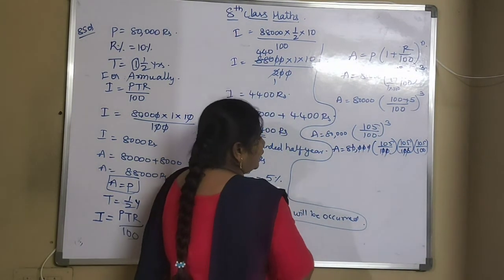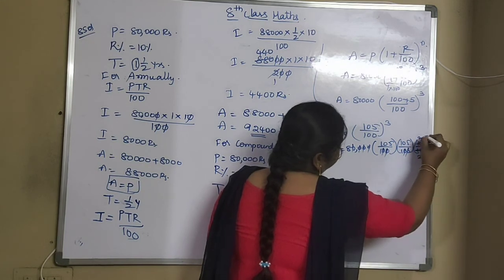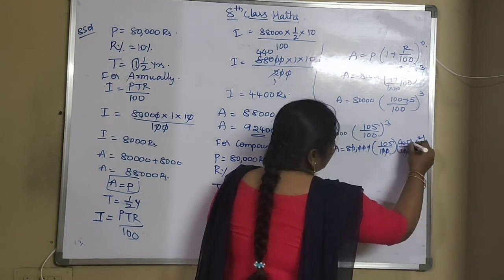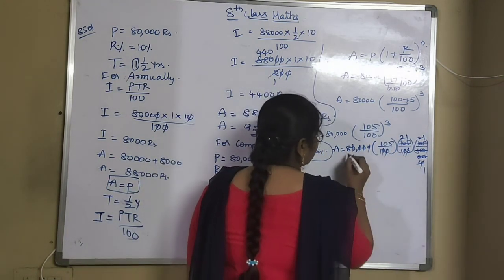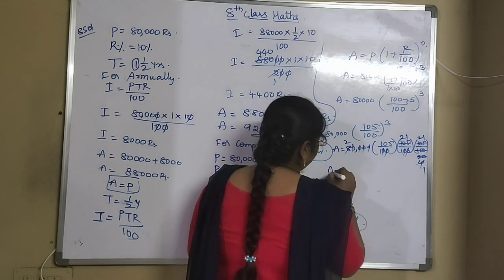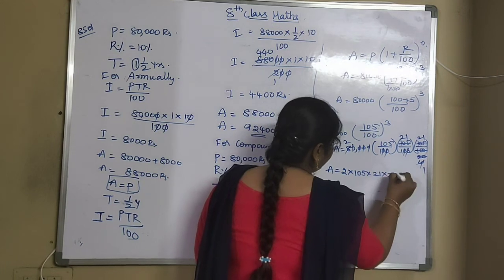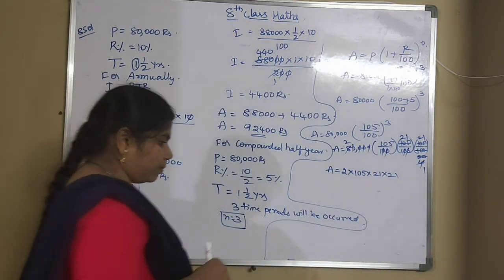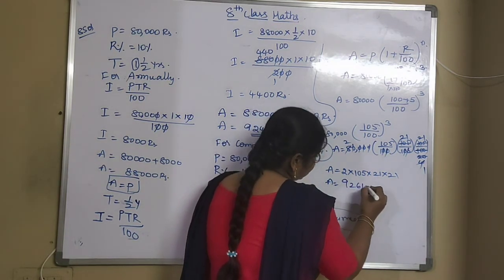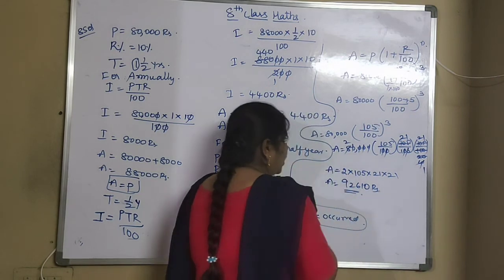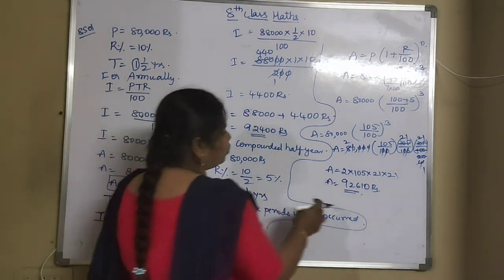Okay, again in which way can you cancel here? 5 twenties are 100, 5 twenty-ones are 105, 5 fours are 20, 5 twenty-ones are 105, still 4 ones are 4, 4 twos are 8. So what is remaining? Amount is equal to 2 into 105 into 21 into 21. Okay, we have to multiply all this. So if you multiply all this, you will get it as 92,610 rupees. Okay, so if you calculate for compounded half yearly, amount is 92,610.